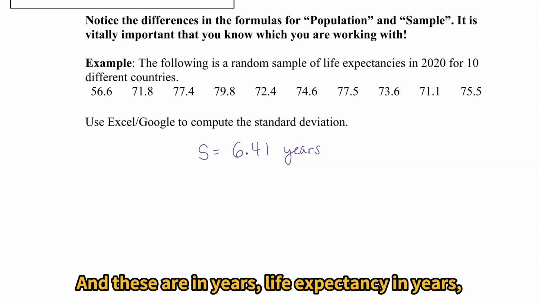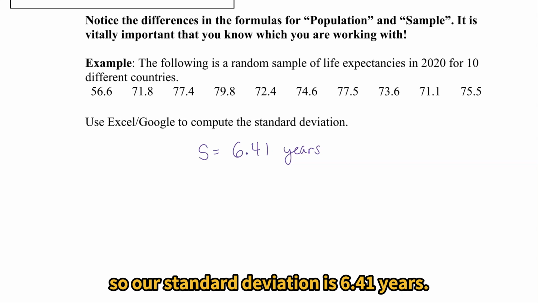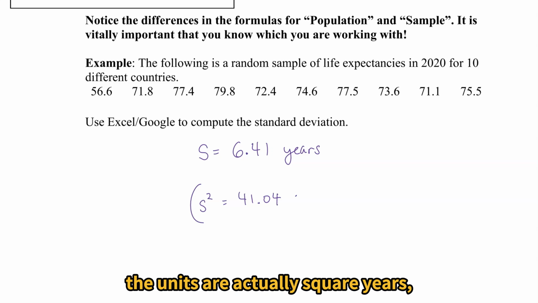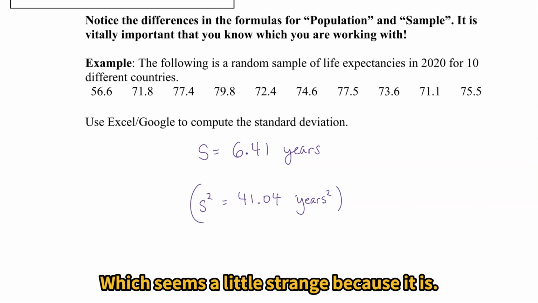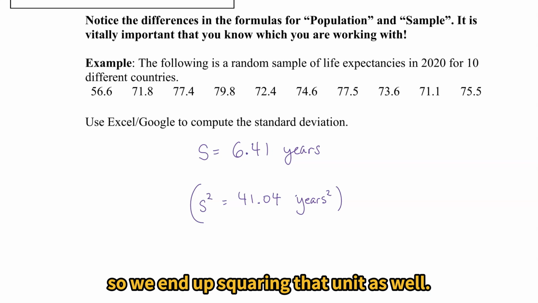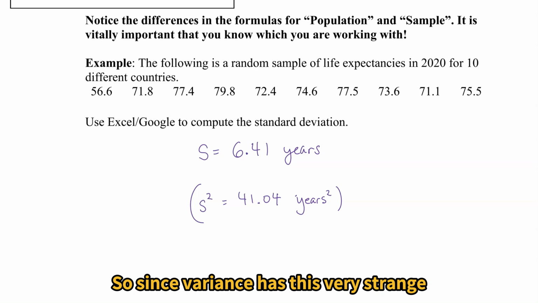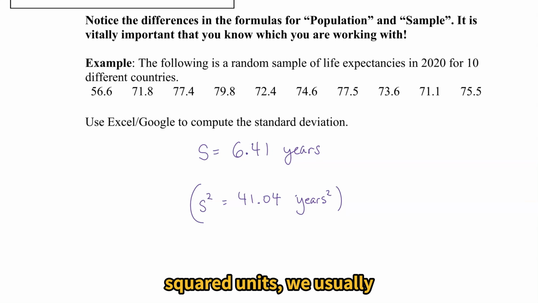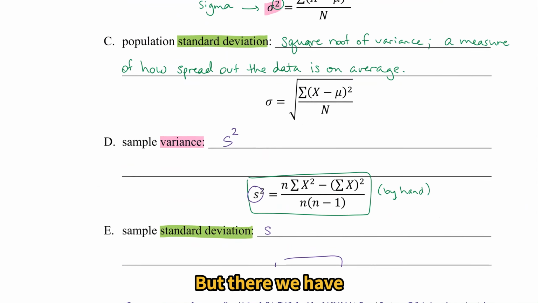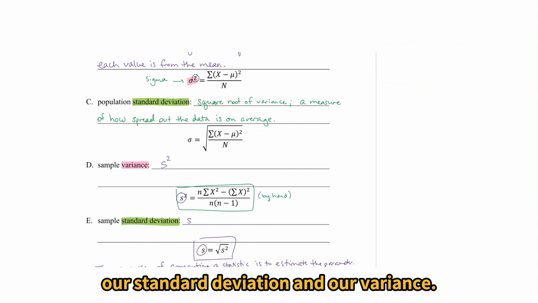And these are in years, life expectancy in years, so our standard deviation is 6.41 years. We do have to be really, really careful because for the variance, the units are actually square years, which seems a little strange because it is. We're squaring the differences, so we end up squaring that unit as well. So since variance has this very strange squared units, we usually don't talk about variance with its units. But there we have our standard deviation and our variance.